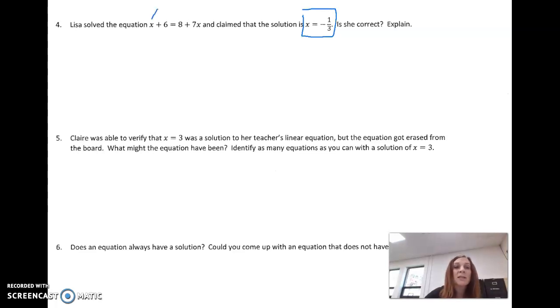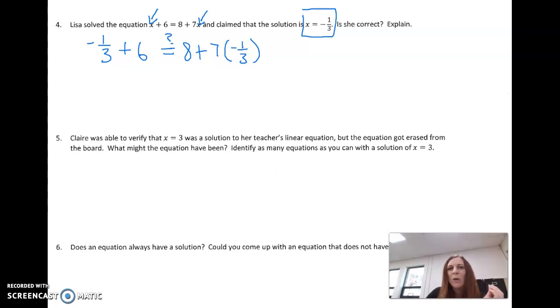So again, where we see x's, we're going to plug in -1/3, and then we're going to see if this equal sign holds true. So I'm going to say -1/3 plus 6. Does that equal 8 plus 7 times -1/3? All right, so when we have -1/3 plus 6, basically what we're doing is we're taking away 1/3 and we're left with 5 2/3.